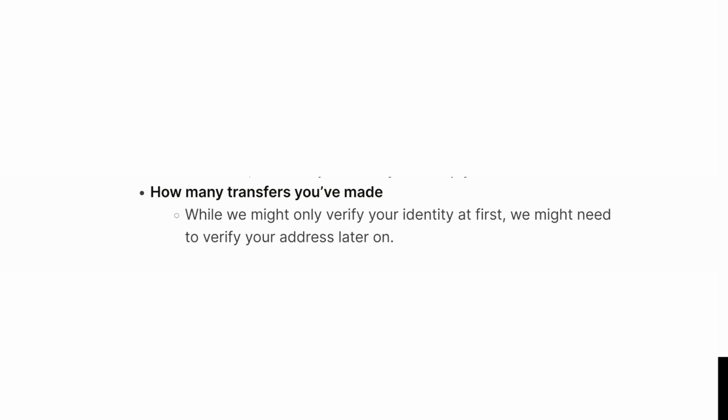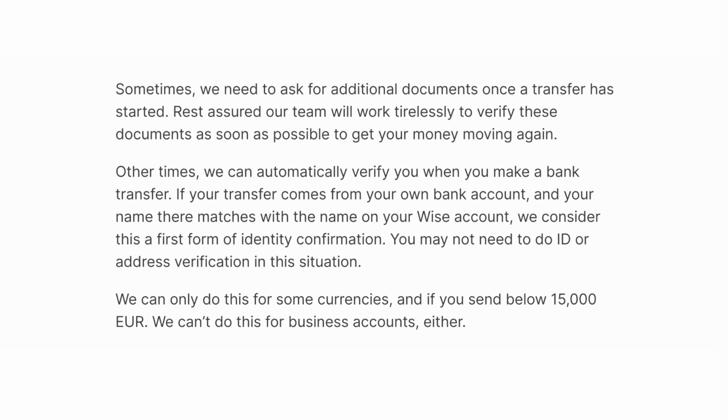How many transfers you've made. While they might only verify your identity at first, they might need to verify your address later on as well. Sometimes they need to ask for additional documents once a transfer has been started. Rest assured that their team will work tirelessly to verify these documents as soon as possible to get your money moving again. Other times, they can automatically verify you when you make a bank transfer.